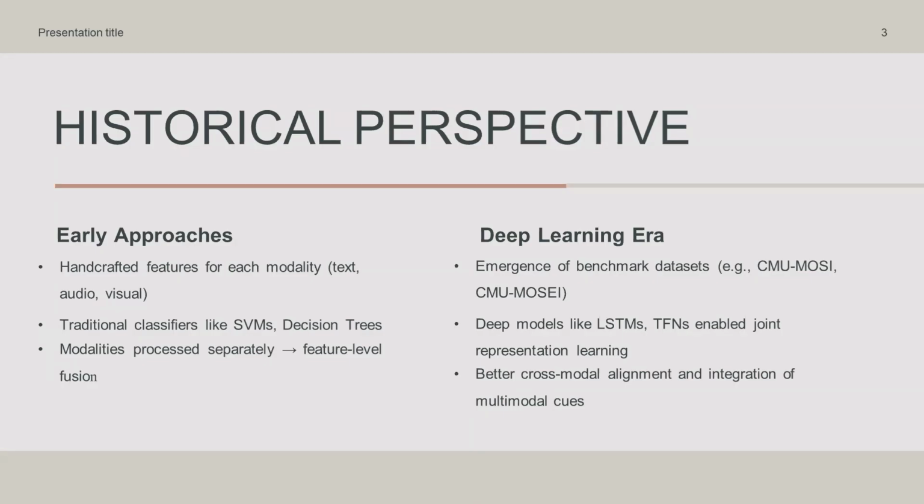But with the rise of deep learning, we entered a new era where benchmark datasets like CMU-MOSI became available, making large-scale multimodal research possible. Deep architectures like LSTMs and TFNs allowed us to learn joint representations from multiple modalities. These models significantly improved the alignment and integration of multimodal data, giving us better performance and more nuanced emotion recognition.